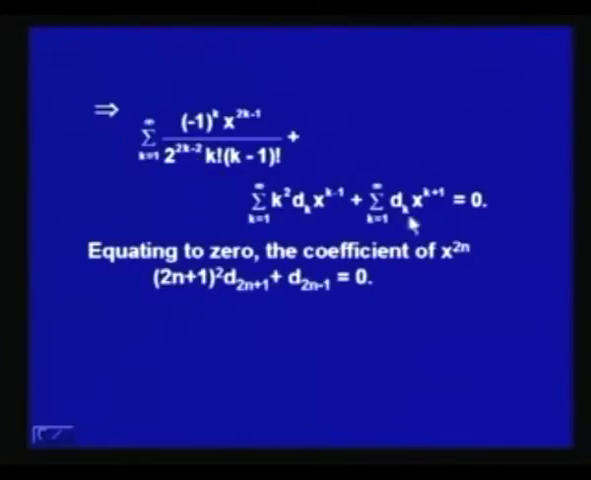So, it is an identity, and therefore, the coefficients of various powers of x can be equated to 0 in order to find the values of the unknown coefficients dk's. Now, you can see that in this first term only odd powers of x are occurring. The power of x is 2k minus 1, k is running from 1 to infinity.